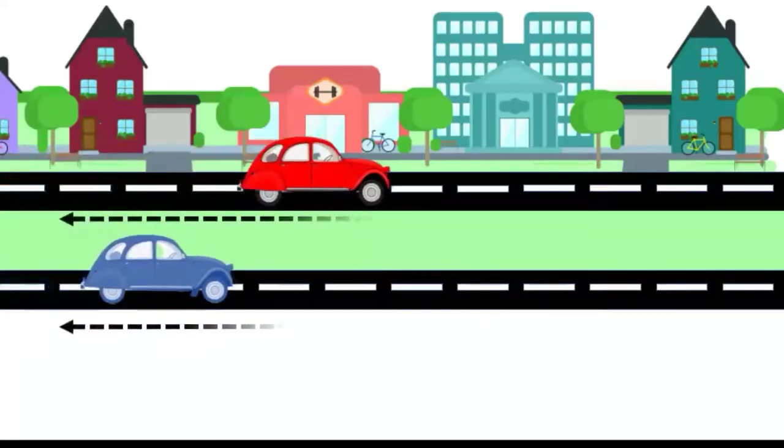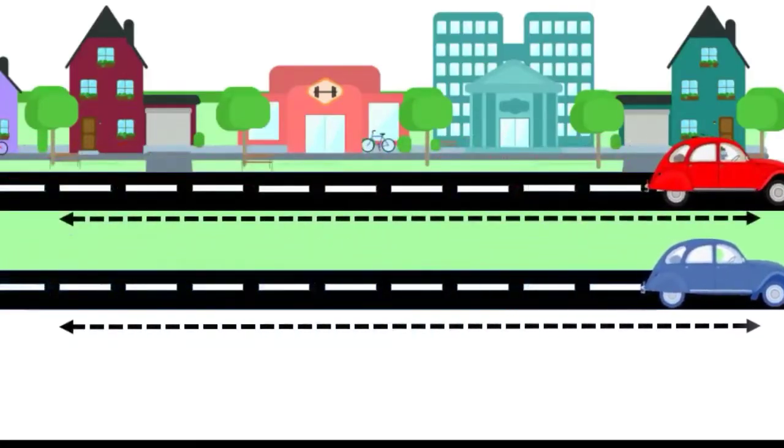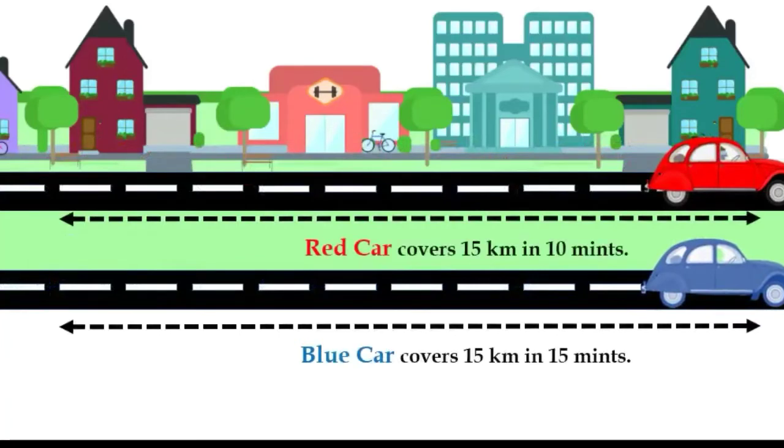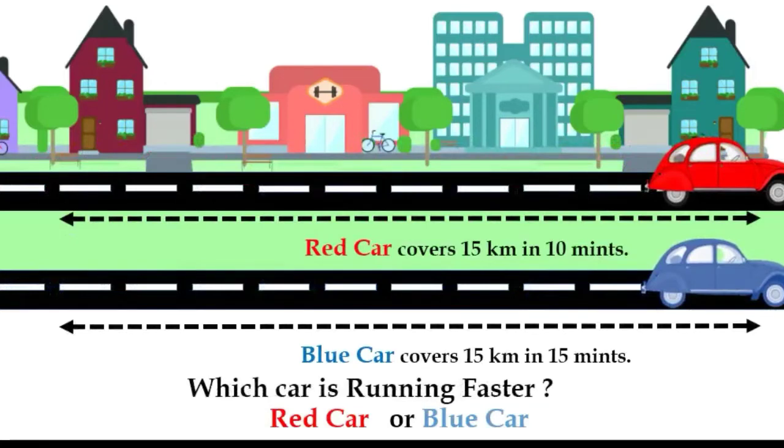So firstly, see these two cars, red and blue. The red car is covering a distance of 15 km in 10 minutes, and the blue car is covering 15 km again in 15 minutes. Can you tell me which car is running faster, the red car or the blue car? Think once.